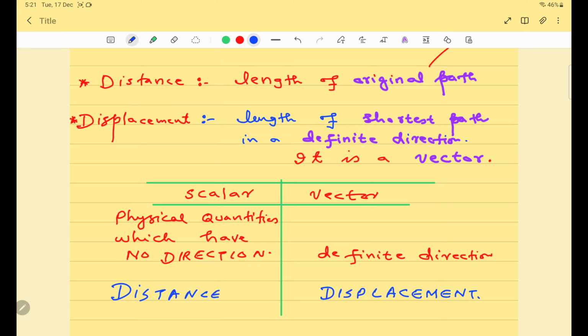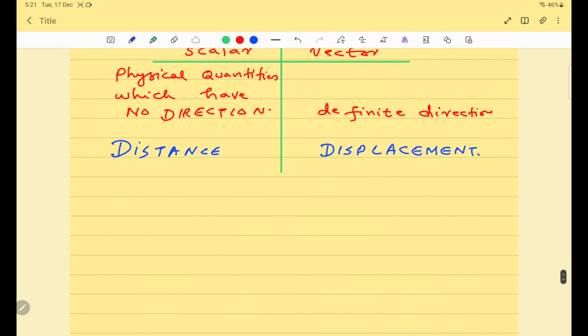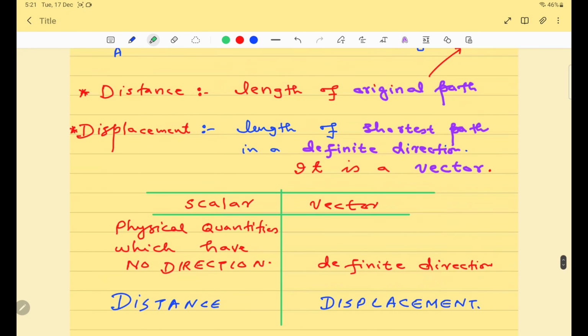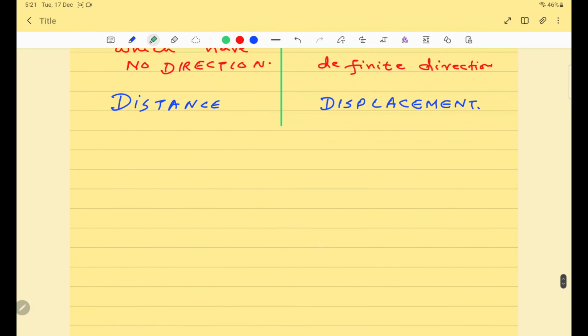So it is a vector quantity. And I hope you must memorize these definitions. Okay. And now I am giving you an example which will further explain the difference between distance and displacement.